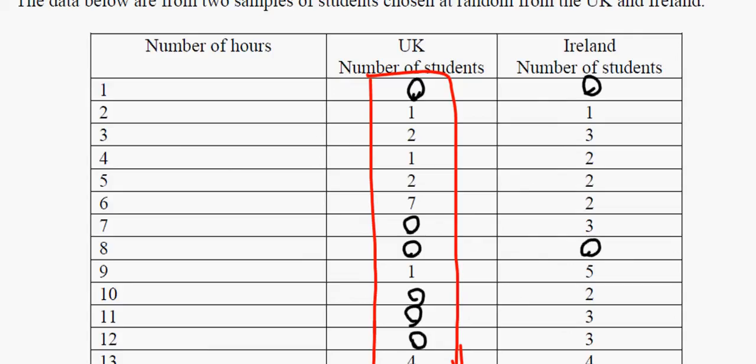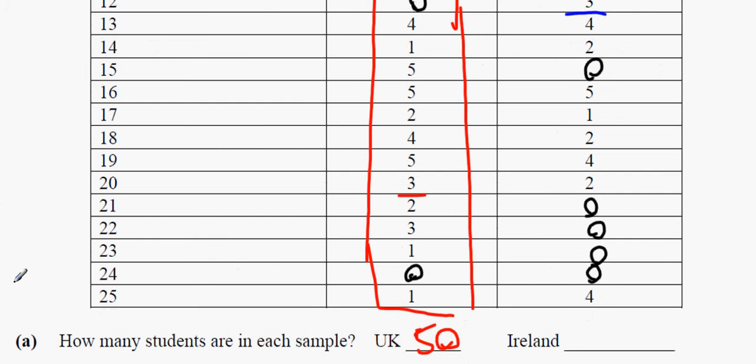So I'm going to start here and count how many students there are. It's going to be 1 plus 3 plus 2 plus 2 plus 2 plus 3 plus 5 plus 2 plus 3 plus 3. Currently here. Plus 4 plus 2 plus 5 plus 1 plus 2 plus 4 plus 2 plus 4. And there's also 50 from Ireland, so there's an even sample of each one.